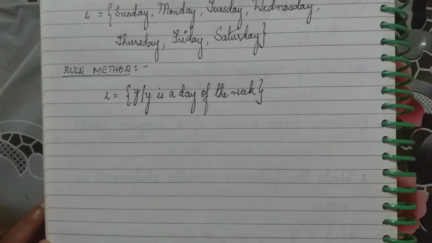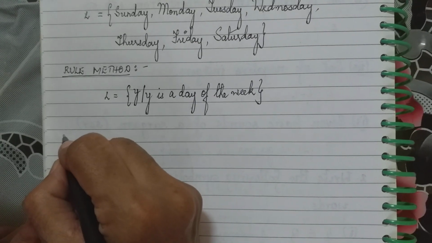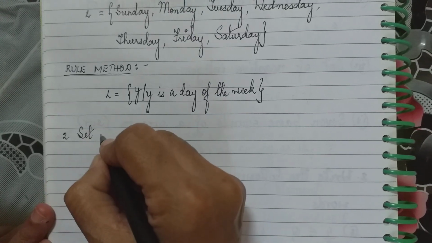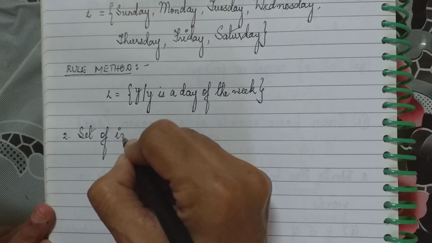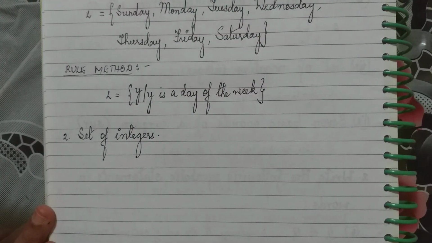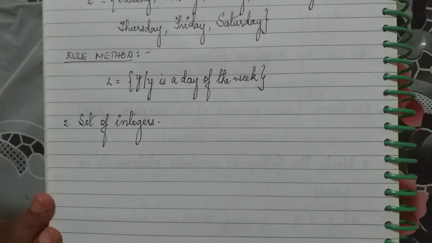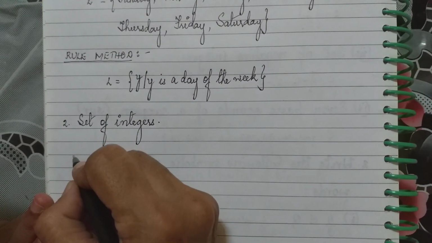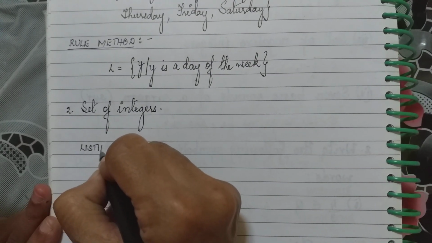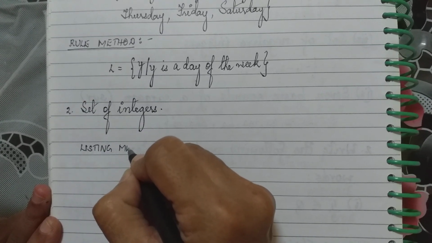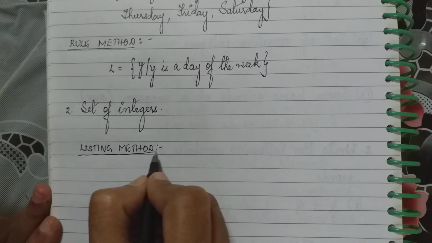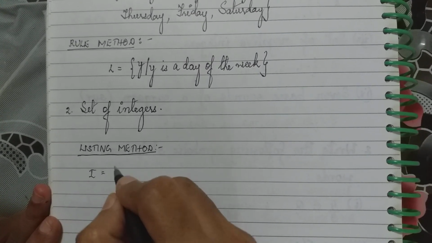Let us take a second example. Let us take the set of integers. Now when I say set of integers, you know that integers is usually represented by the letter I. So let me write. First I have to write which method I am using. So I write here listing method. I use the letter I is equal to.